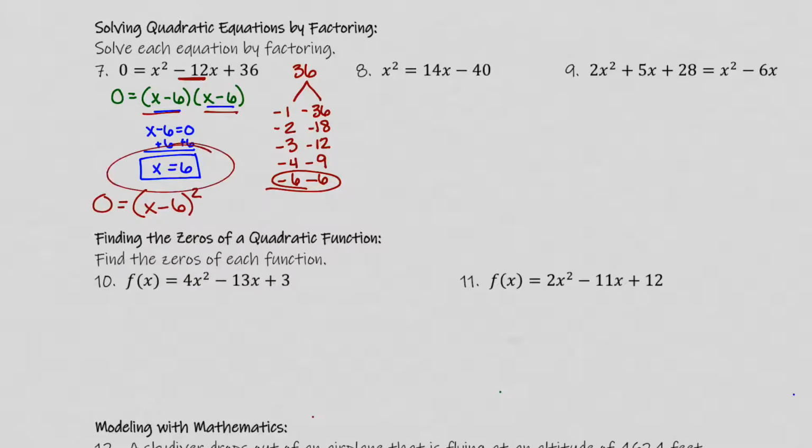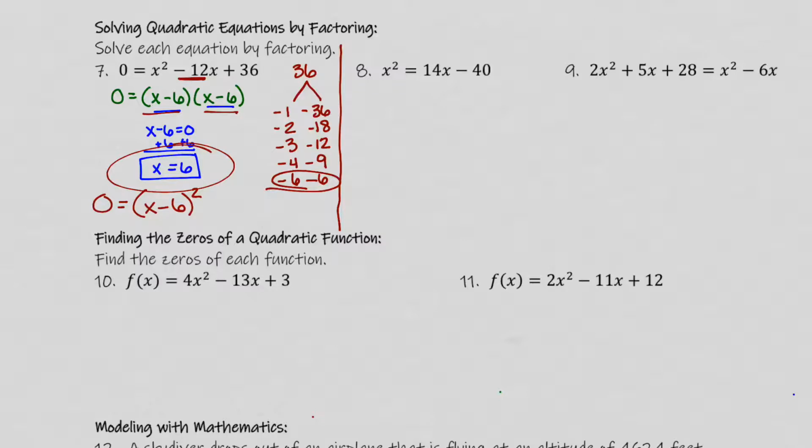But we get one solution. So this graph is only going to hit the x-axis one time, and that's at 6, which means that had to be its vertex, because the only time a parabola will touch the x-axis one time is when the vertex is on the x-axis. Okay? Alright, so let's go on to number 8.